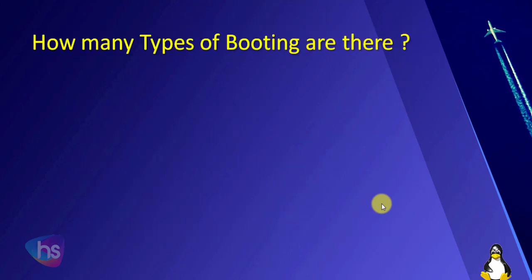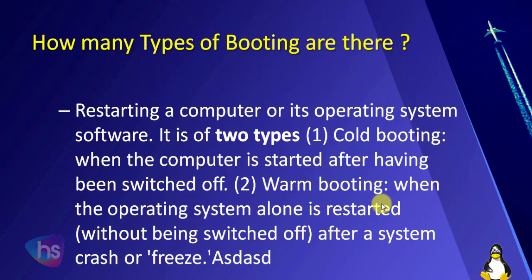How many types of booting are there? It is a variety question. Restarting a computer's operating system comes in two types: cold booting and warm booting. Cold booting is when the computer is started after having been switched off, and warm booting is when the operating system alone is restarted without being switched off. If we have done nothing and it restarts by itself, we call it warm booting.